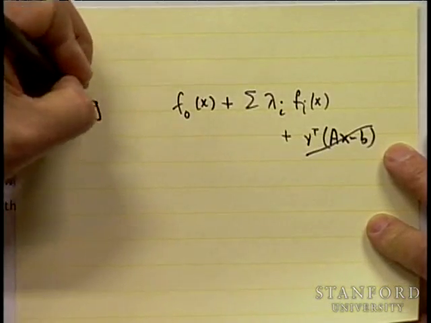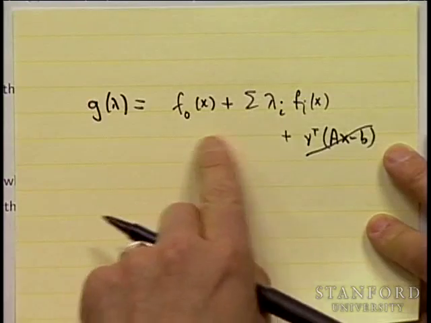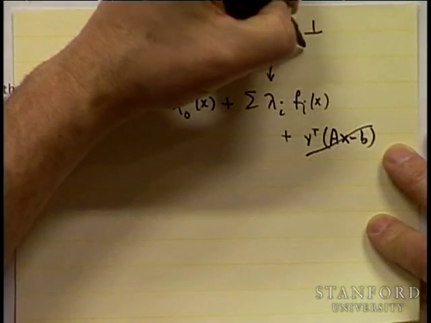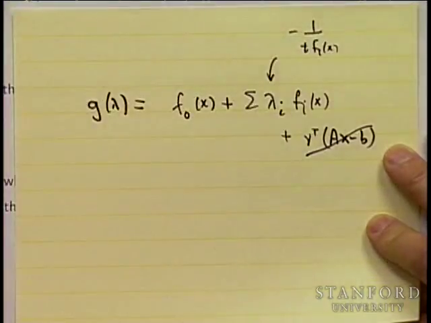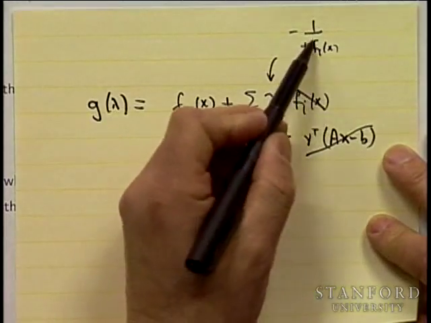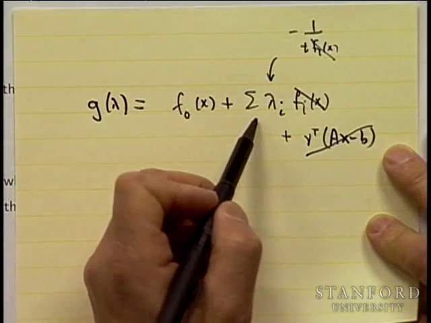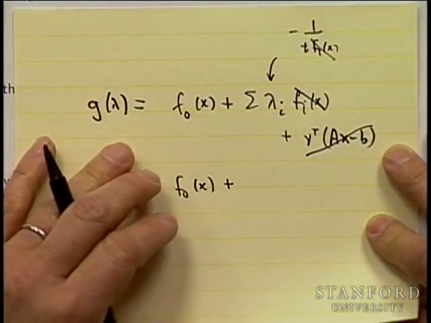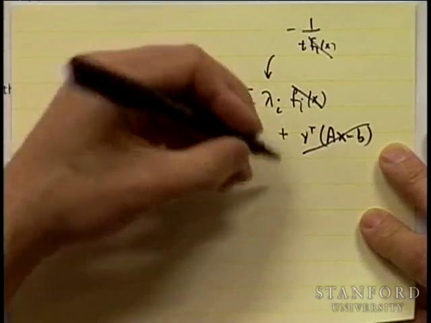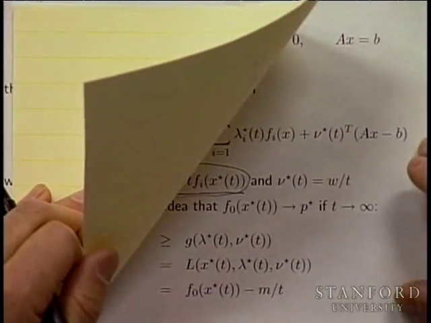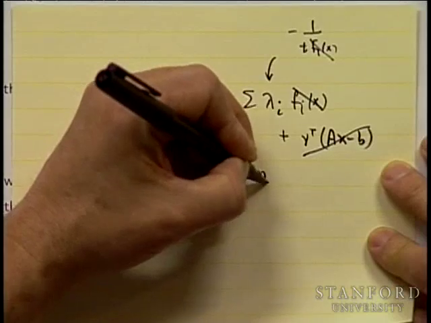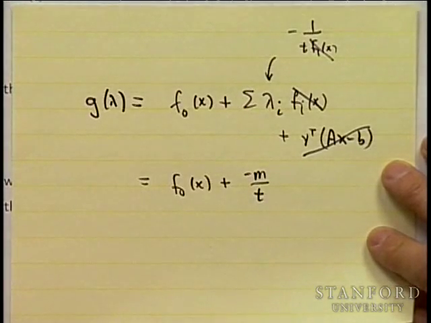This is going to be g of lambda. It's going to be that. But the lambda_i, this thing, is minus 1 over t f_i of x. Okay? This f cancels that. That's a sum over the constraints. So this is equal to f0 of x plus, here, that's all the same number. So it's actually, let's see, the lambda_i is that. So I get actually, it looks like to me, minus m over t, period. Okay? Now that's very interesting.